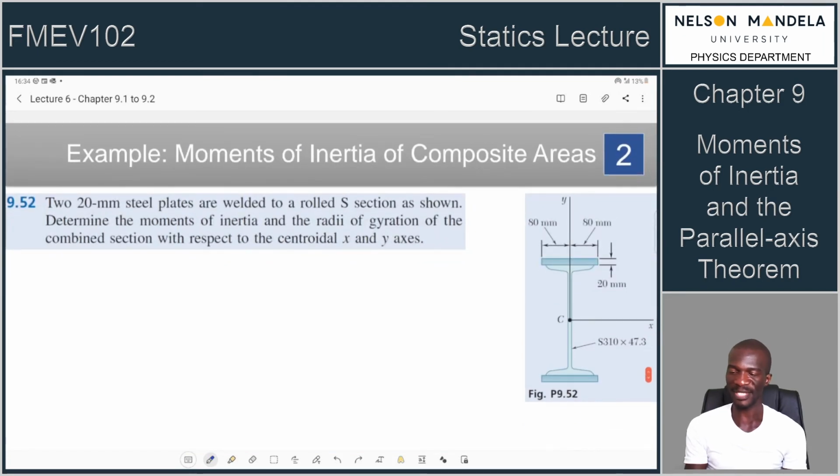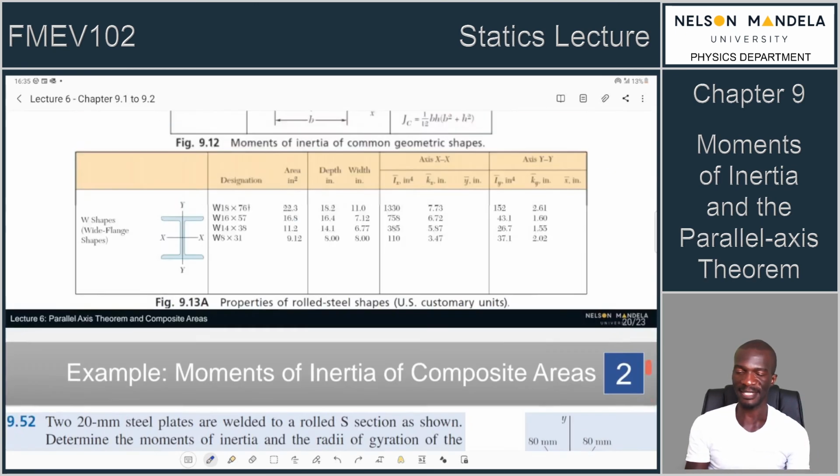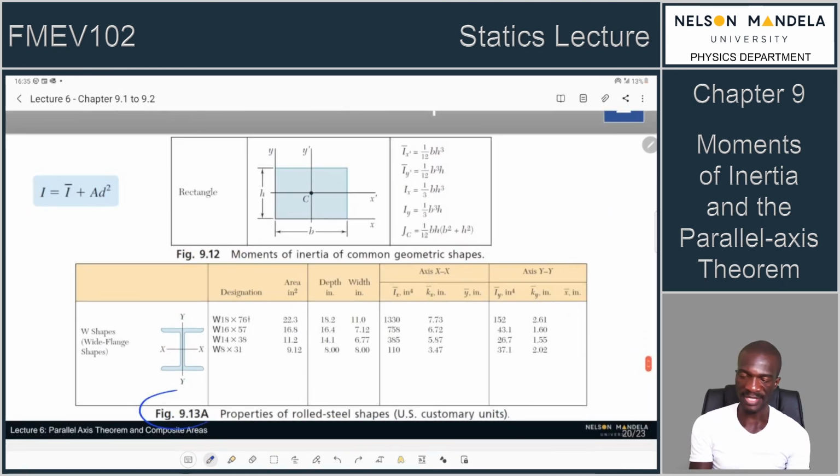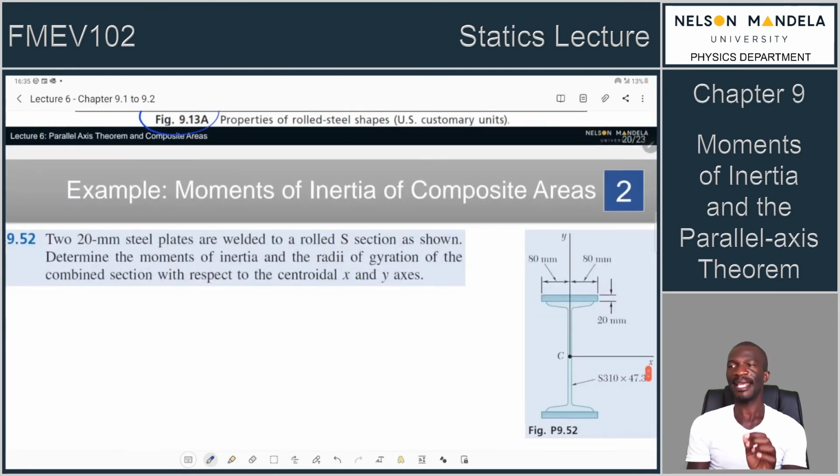So an example is in here where you have two 20mm steel plates. These are welded on a rolled S section as shown. So remember, we had a wide flange shape in this table. Now if you go to this table, it will show you an S section. This time, use which table? Use the table for the SI system of units, because as we can see, we've got our distance in meters and we've got to use the SI system.